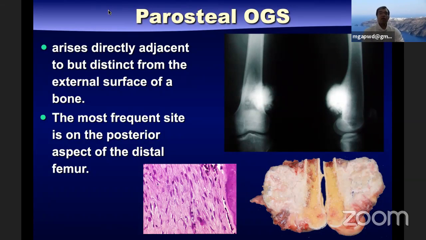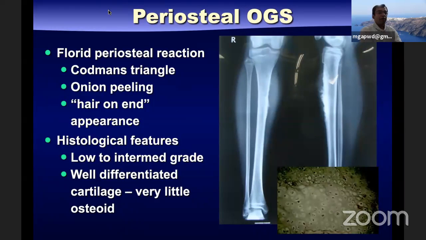And unless you look at the radiology and pathology together, it is sometimes difficult to make a diagnosis. So parosteal osteosarcoma is a diagnosis primarily based on radiology, but you confirm it by doing a biopsy. You have a very interesting and rare variety of a surface tumor called a periosteal osteosarcoma.